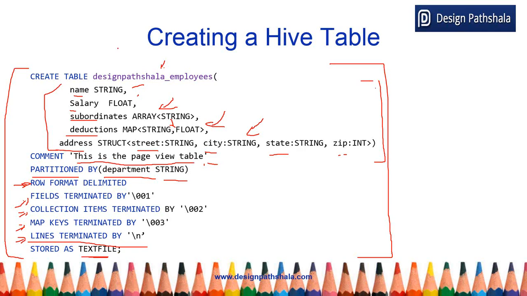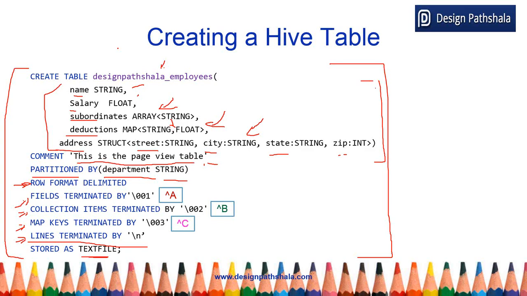So /001 is nothing but, in your computer language or from the keyboard perspective, Control A, and /002 is Control B, and /003 is Control C. So when you press Control A, practically the code which is generated is /001, 2 and 3, ASCII values or whatever we want to say.